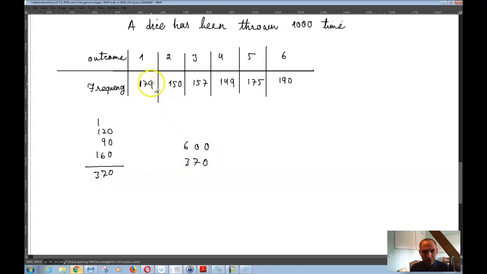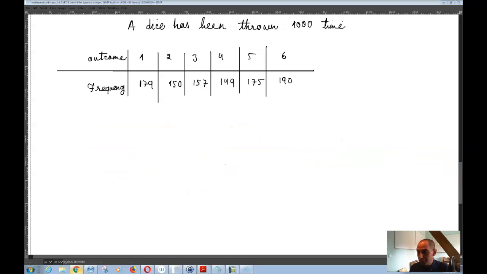And then 9 plus 7 is equal to 16. 16 plus 14, and this is a 14, so that's 30. So that's 1,000. That is 1,000.